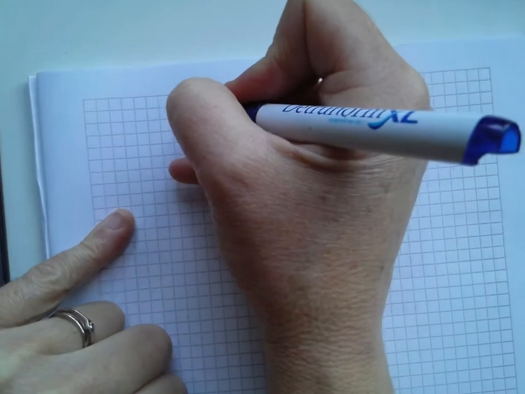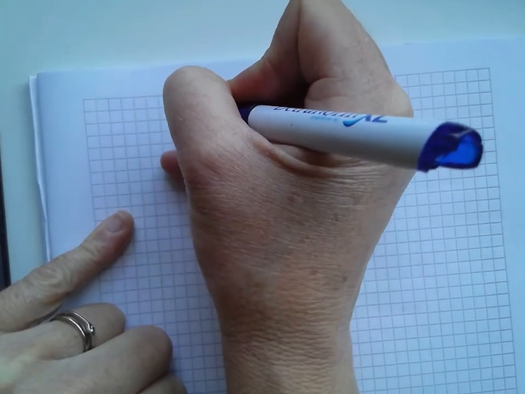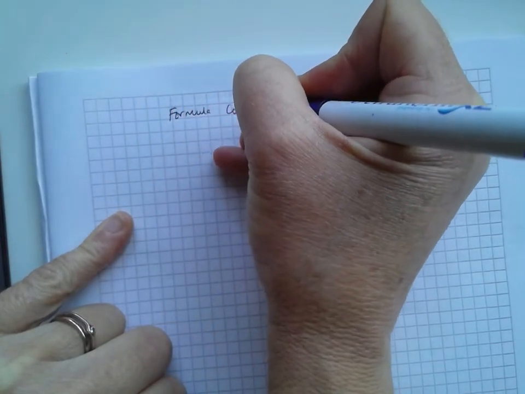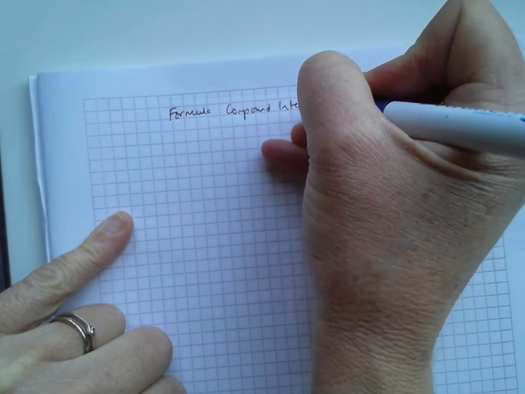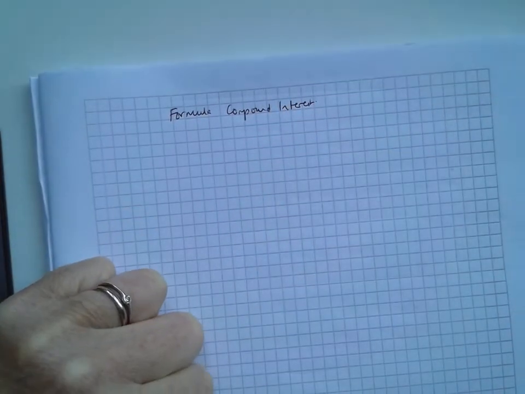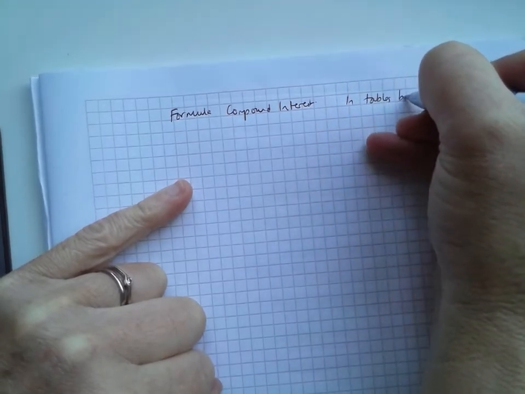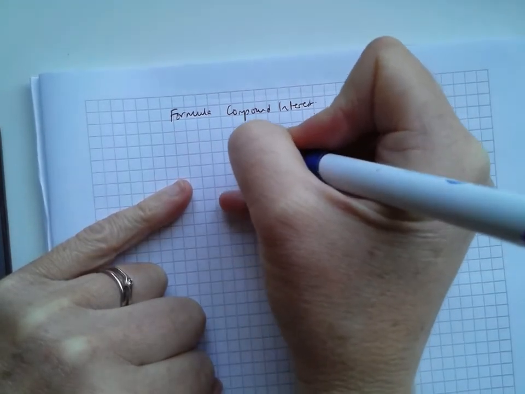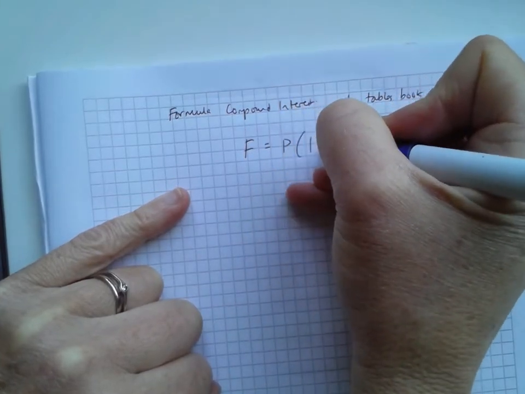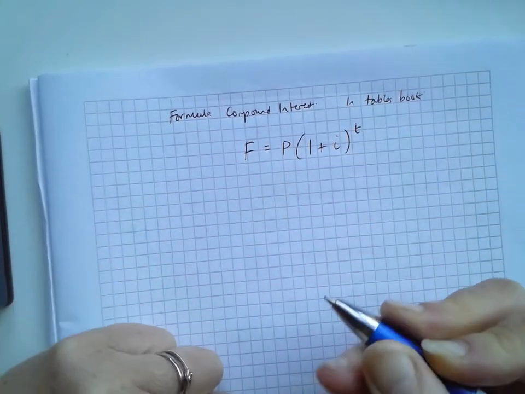And thankfully there is a formula for compound interest, and you'll have seen it in my classroom at the top over the board. The formula for compound interest, which is in your tables book, is F is equal to P by 1 plus I to the power of T. Now I'll explain all this.